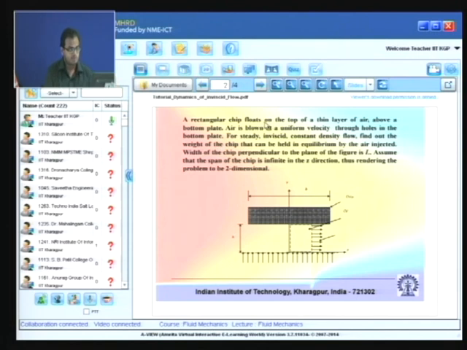So, a rectangular chip floats on the top of a thin layer of air. The hatched thing that you see in the diagram is a rectangular chip. This is a plate and there is air blowing in from the bottom. It is given that the final condition is steady, the flow is inviscid, it has a constant density. We need to find out what weight of the chip this flow can sustain. We can assume that the width of the chip is infinite into the paper, which means the problem is essentially two dimensional.